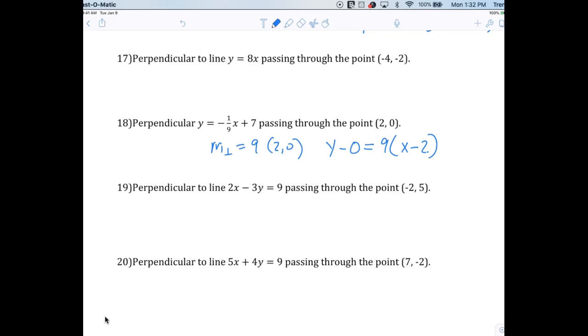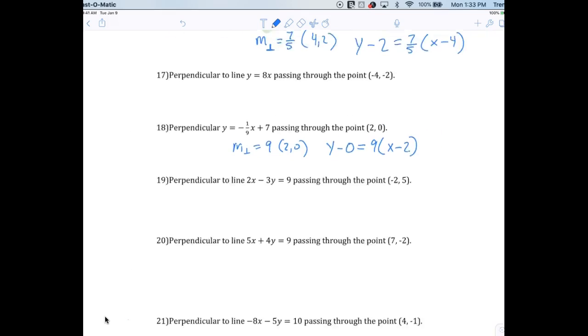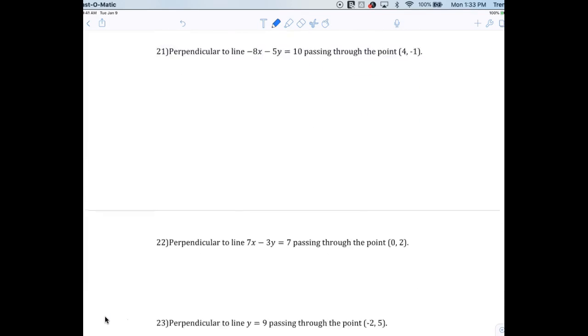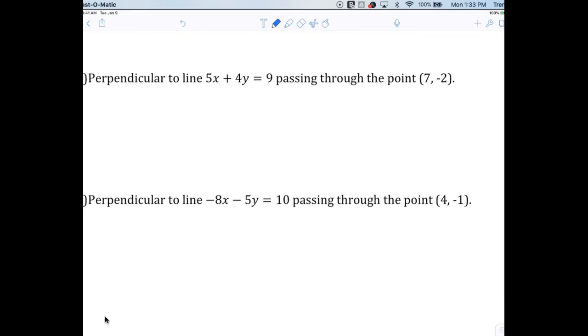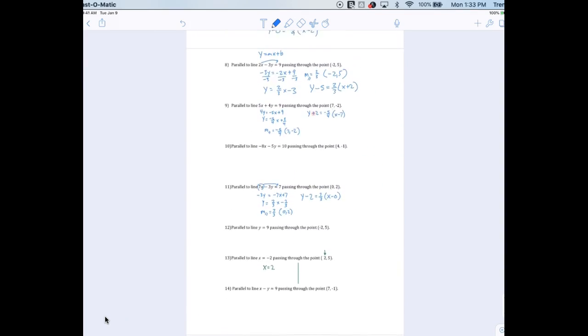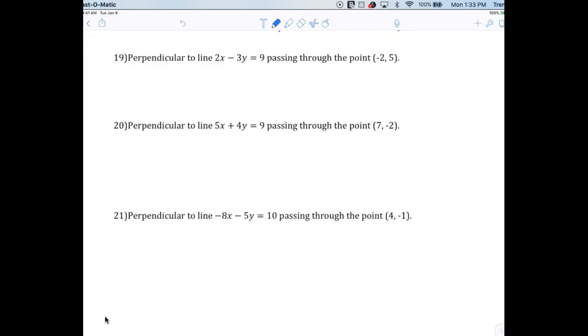Not bad at all. Parallel, perpendicular. You have to know two things. All right? Now, let's look at 20. Everybody look at 20.